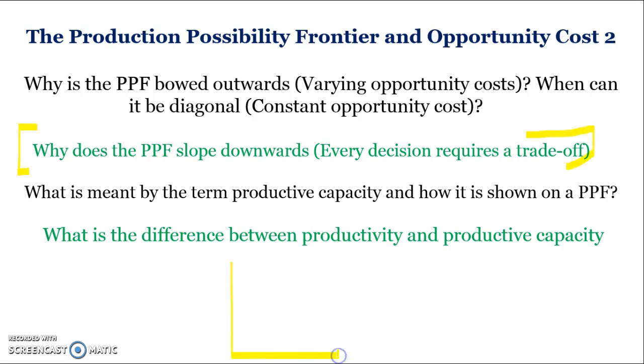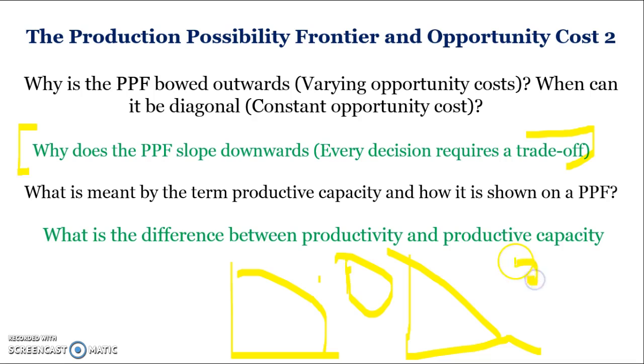So that idea of sloping downwards, a PPF that looks like this, or a PPF that looks like this, the more diagonal PPF, both of these curves are both examples of curves sloping downwards. The reason they slope downwards has nothing to do with resources being allocated more to one good or service. It's because every decision involves a trade-off.